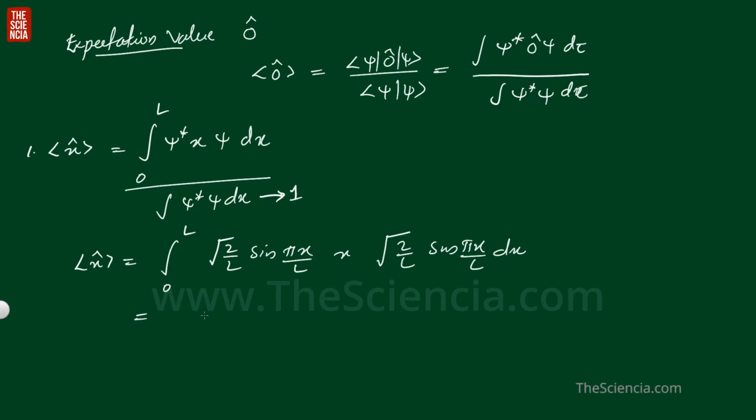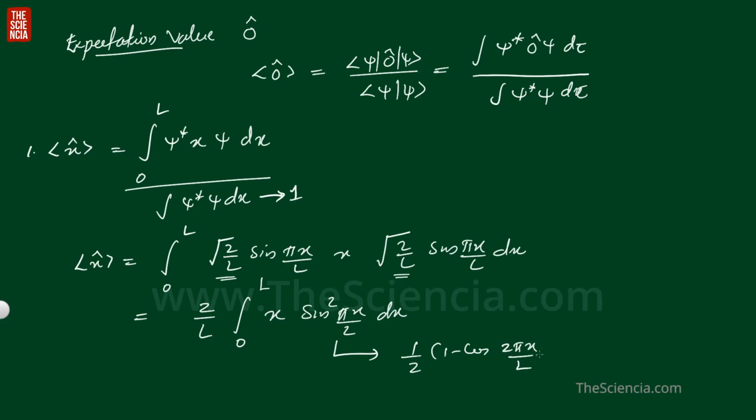This is equal to, we can take this outside the integral, that is 2 by L integral 0 to L x into sin square pi x by L dx. So here what you have to do? You have to convert this sin square pi x by L into another form. Then only you can do this integration, that is 1 by 2 into 1 minus cos 2 pi x by L. You have to substitute this equation in this integral and do the integration.